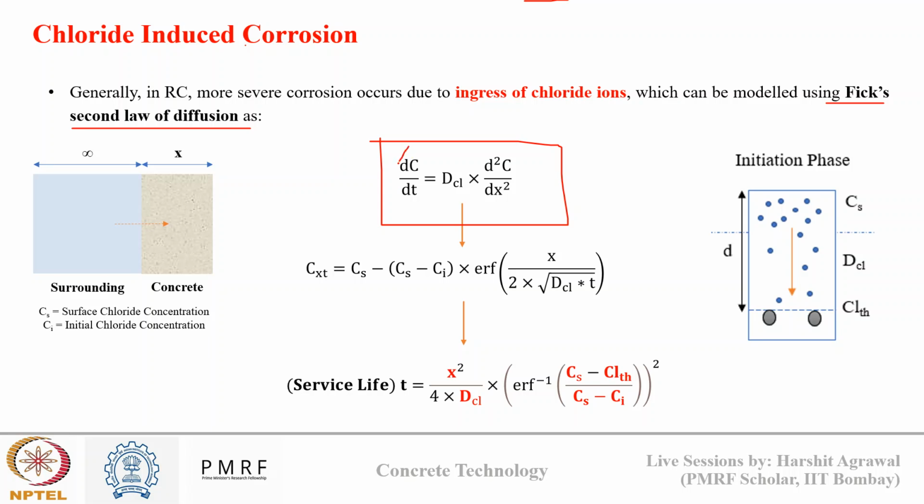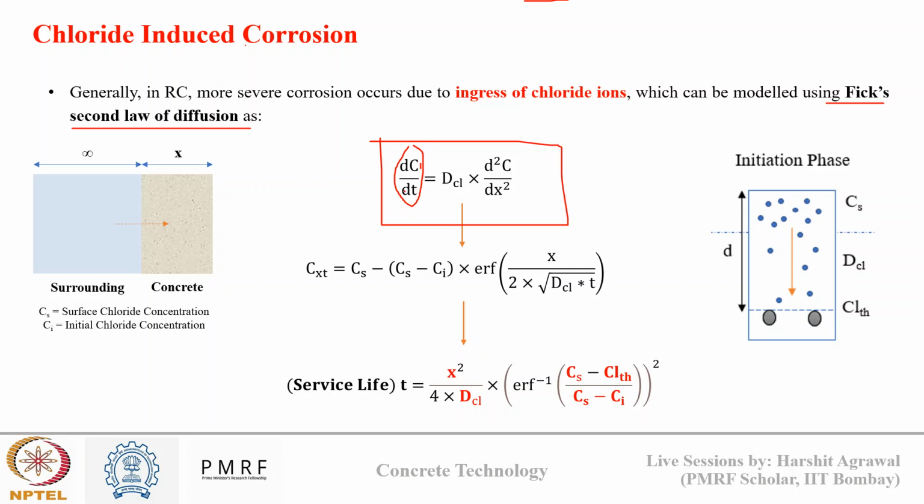Okay, so ∂C/∂t defines the rate at which chloride ions are penetrating over time, and ∂²C/∂x² defines the spatial distribution of chloride ions over depth. This equation is known as Fick's second law of diffusion. Now, this is a differential equation.